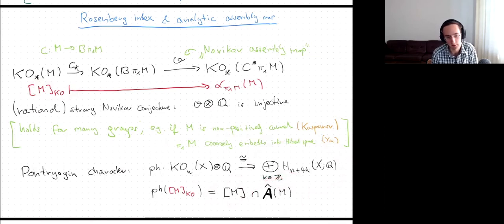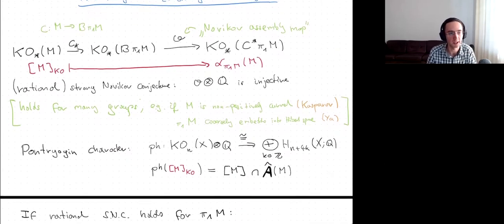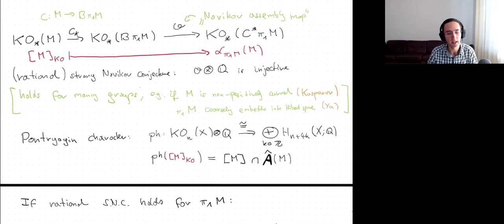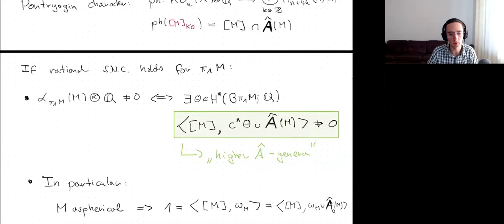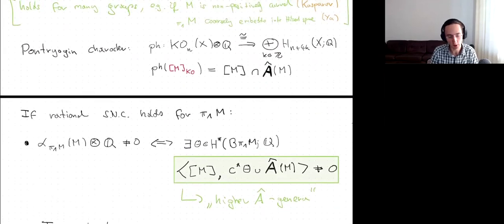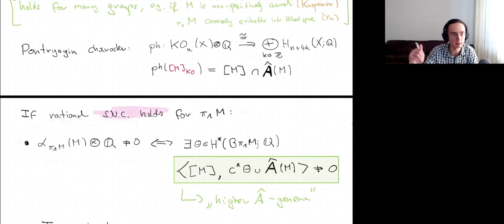So this tells you that this object here, you can again compute in terms of characteristic classes. And of course, that's how the Pontryagin character is defined after all. But for us, what this means is that you can reformulate the rational non-vanishing of this Rosenberg index in case the Strong Novikov conjecture for your group holds.